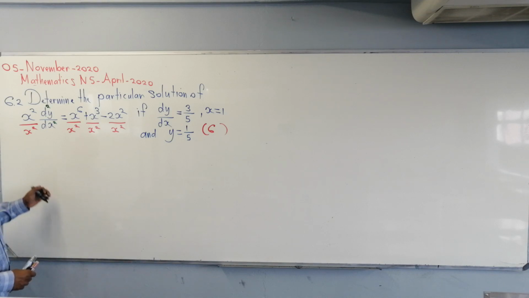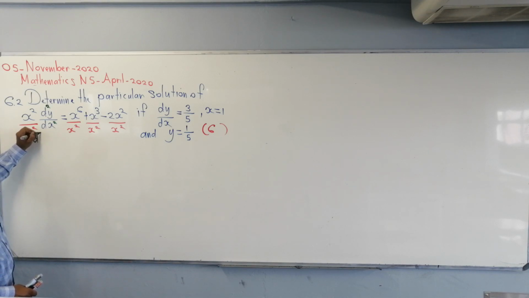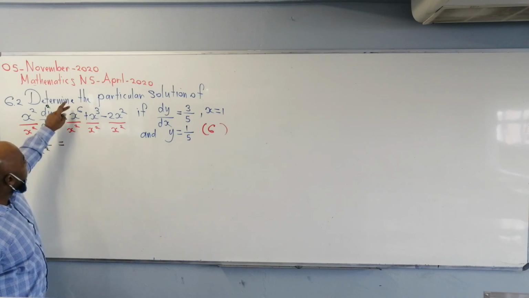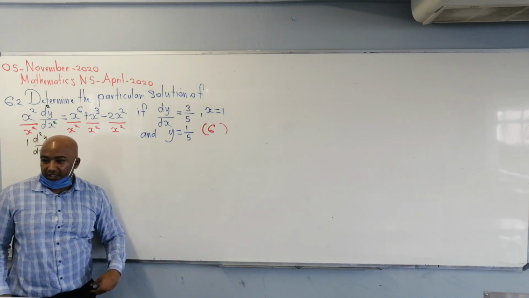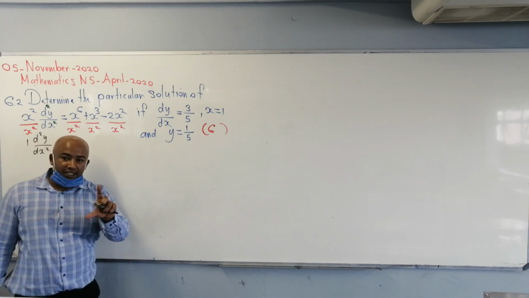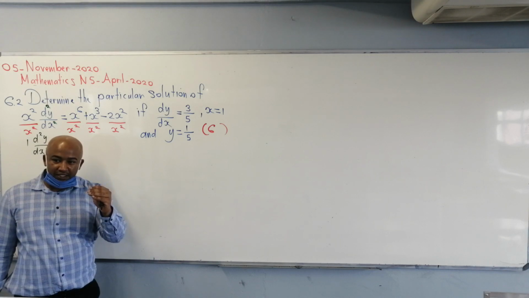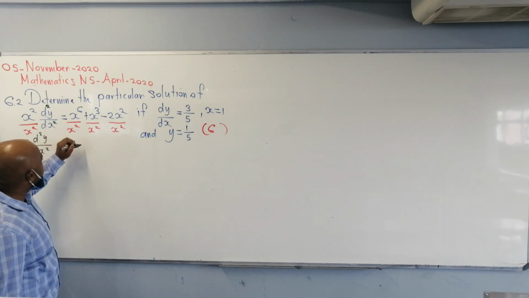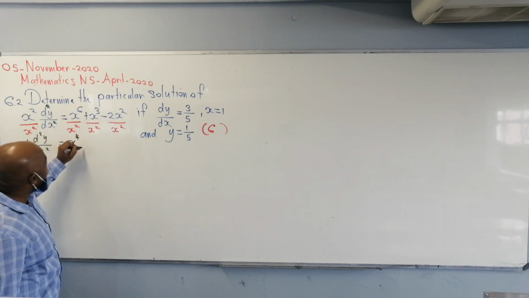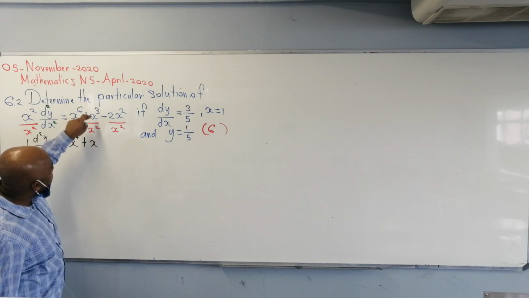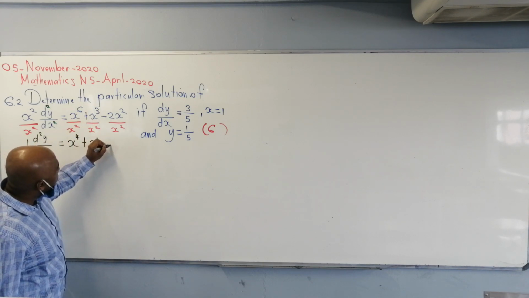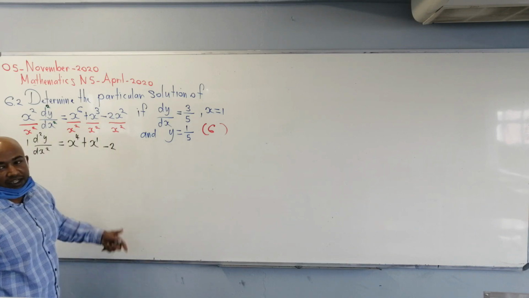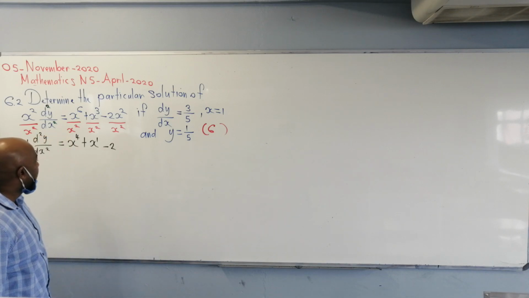So now I end up with 1 times d squared y over dx squared is equal to x to the power 6 divided by x squared. When you are dividing and the bases are the same, you write down the base once, top exponent, subtract bottom exponent. So therefore this will be x, 6 minus 2 is 4, plus x again, 3 minus 2 is 1, minus 2, 2 minus 2 is 0, anything to the power 0 is 1, or basically cancel.